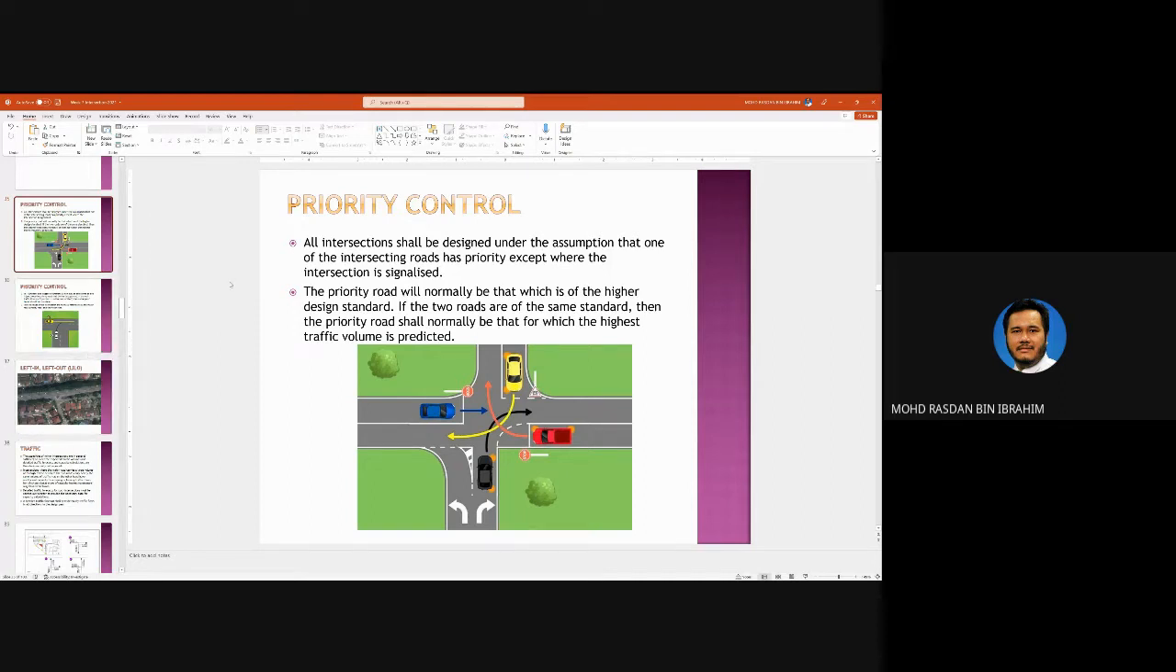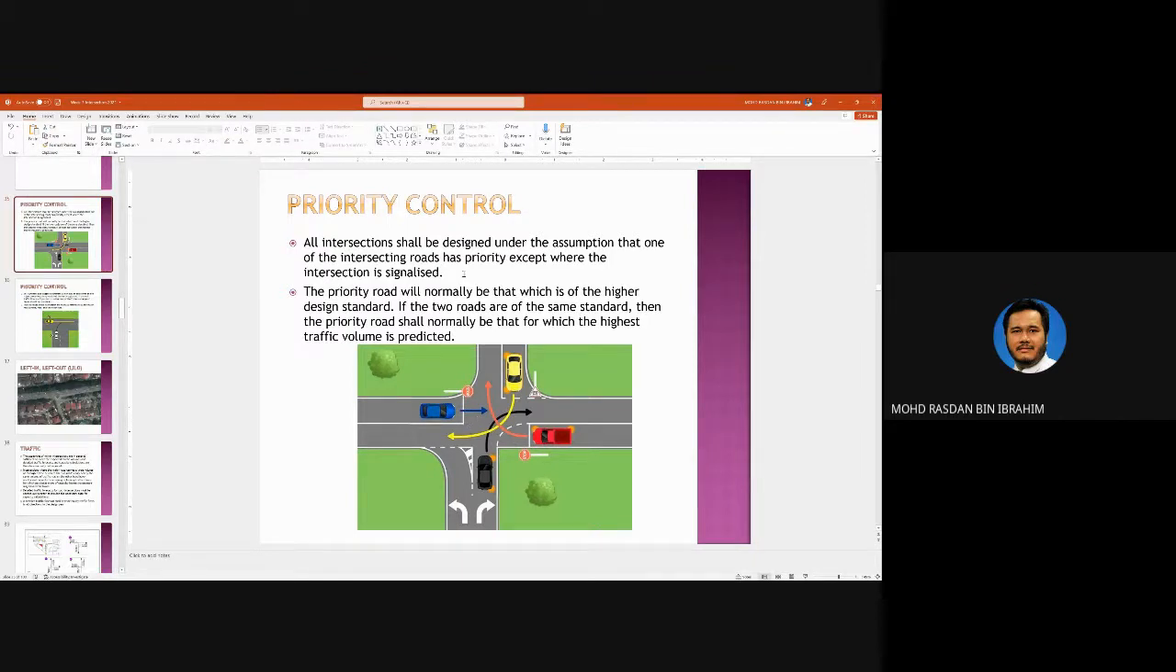Okay, all intersections should be designed under the assumption that one intersecting road has priority. You always assume that one road has priority. Before that, I need to say that I think this diagram is wrong somehow. This should be the priority, the major road. But it seems that it is providing a stop line over here. I don't know why. I need to change this picture over here.